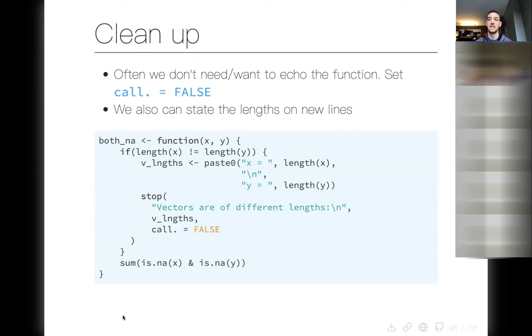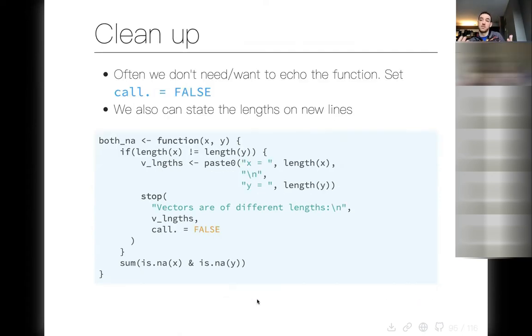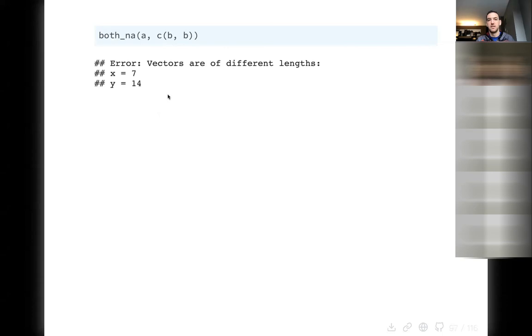We often don't need to echo the call. So back here, notice it says error in both NA, AC, A, and then BB. This is echoing the call, and we often don't need to do that because it's clear which function you have just called. To do that, you would just put call.=FALSE in the stop message. Within stop, you have this call. optional argument, and then it just returns something like this: vectors are of different lengths, x equals 7, y equals 14.